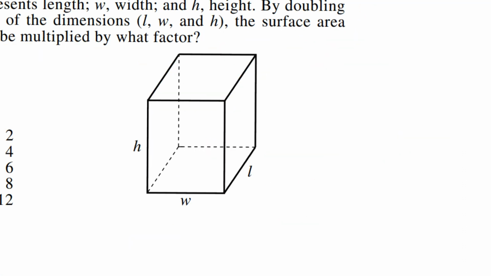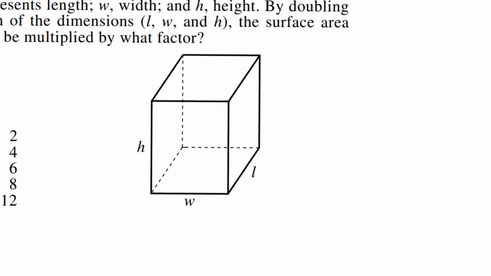All right, this one it says, formula for surface area of a rectangular solid is shown right here. Thanks for the formula. We'll be using that. All right, where L is the length, W is the width, H is the height. By doubling each of the dimensions, length, width, and height, the surface area, not volume, the surface area will be multiplied by what factor? Well, hopefully you got a good memory. If you've got a good memory, this is a real easy question.